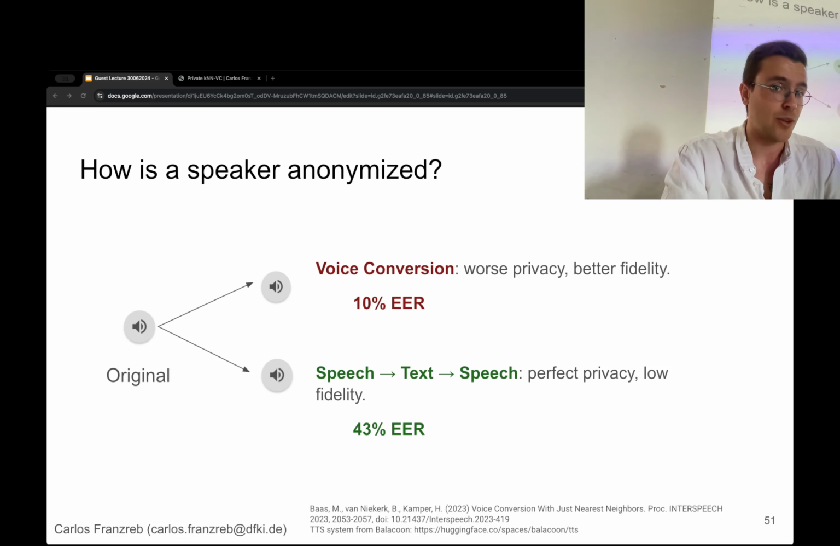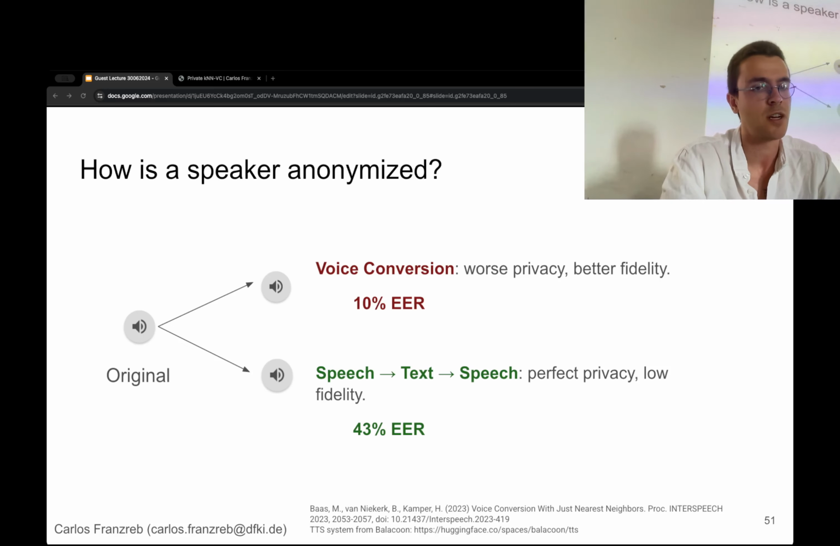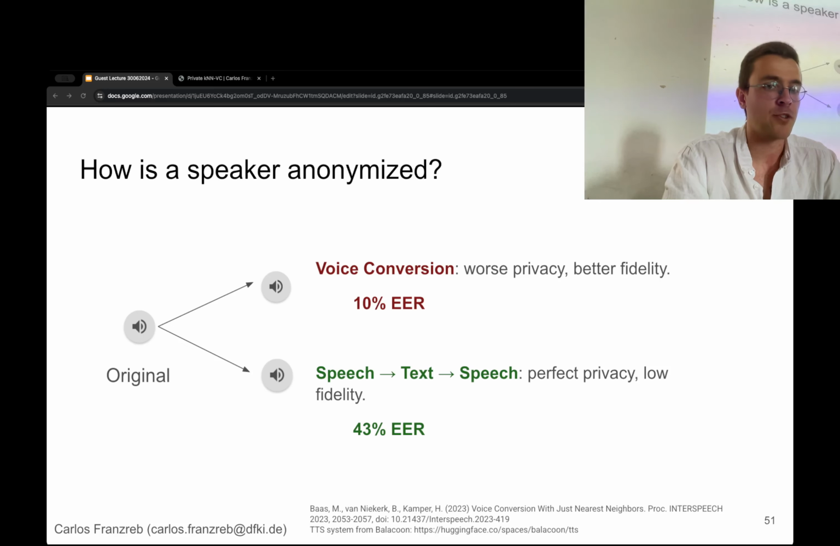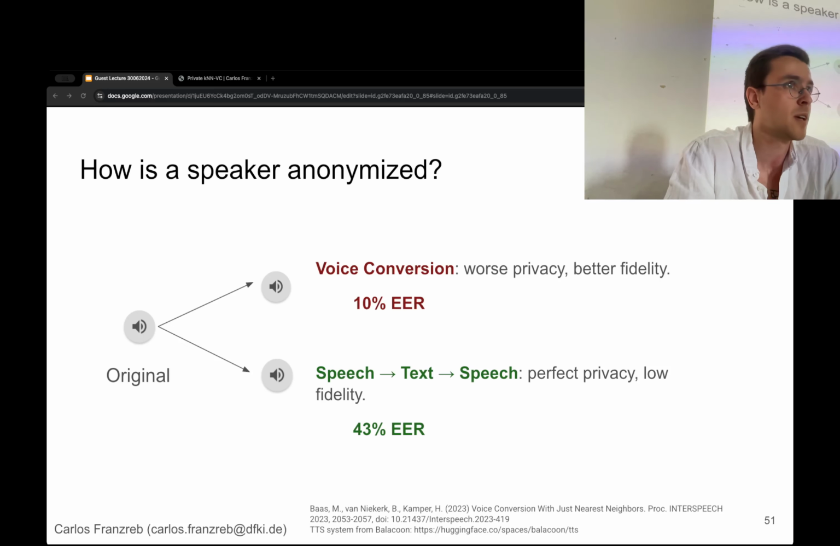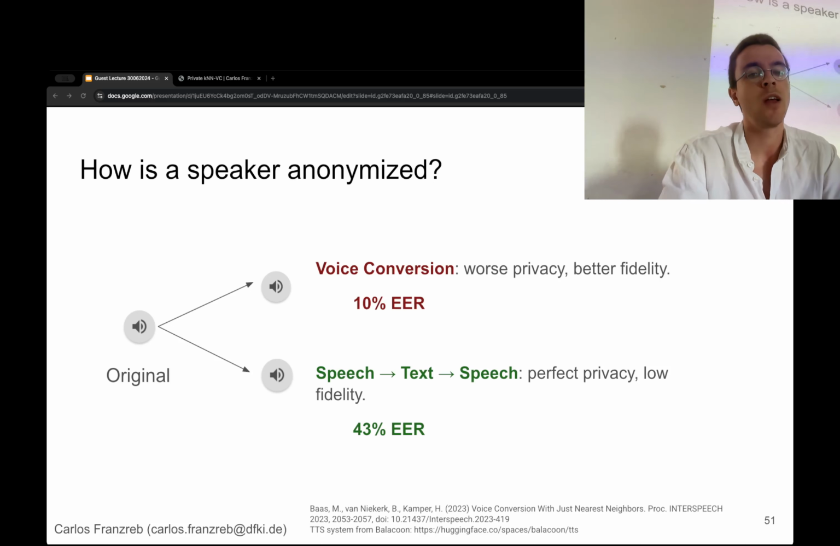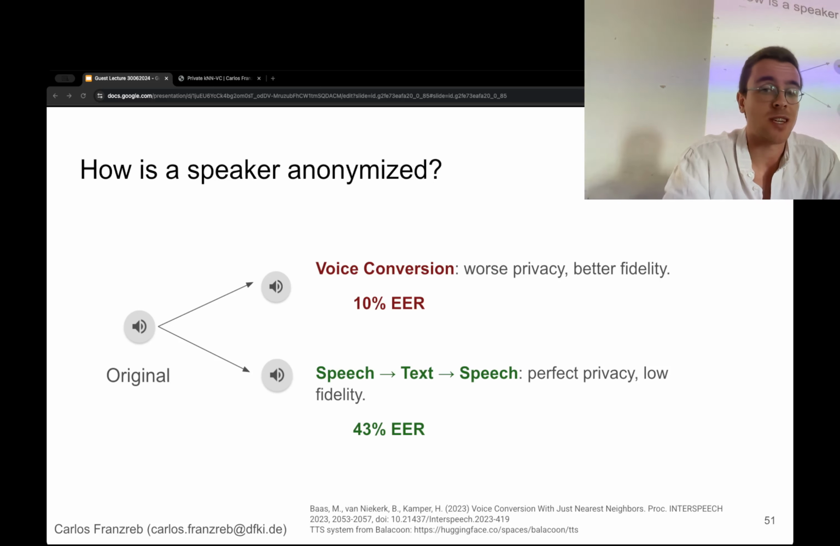Yeah, and looking back at the two systems that we heard before, the voice conversion one has a very low equal error rate, meaning that the attacker is effectively identifying a lot of speakers. And the speech-to-text system achieves a very high equal error rate, close to 50%. If it's not exactly 50%, it may be because the data set is not large enough to really approach the limit of this distribution. It may also be some inconsistencies in the evaluation. It's really hard to tell.